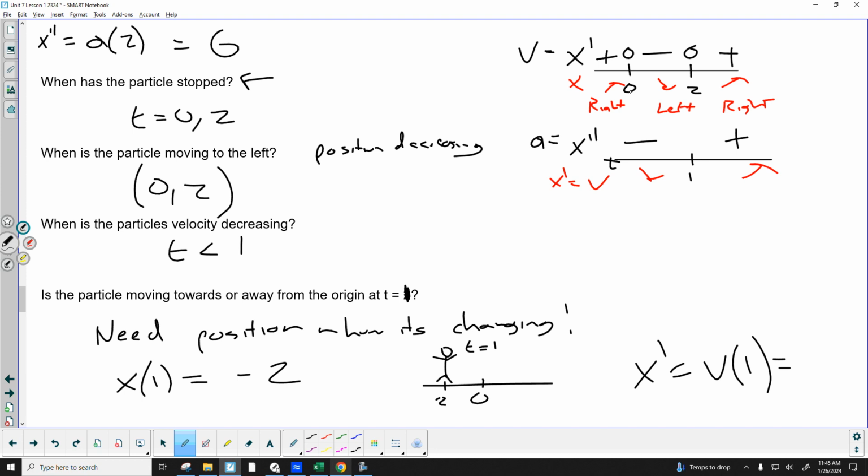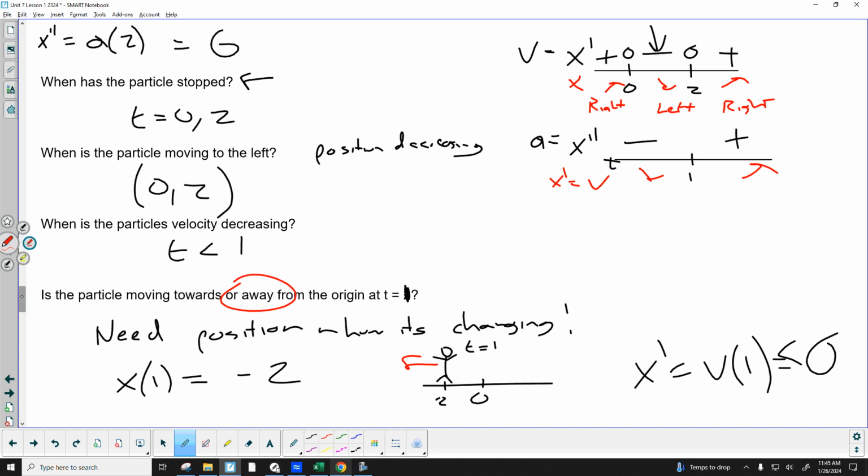Oh, I know it's negative. I could find the exact value, but I know it's negative. What does that mean to answer the question? My position is here. My position is decreasing. My velocity is negative. I'm moving away. If you can take derivatives, if you can do sign analysis, these questions aren't that bad.